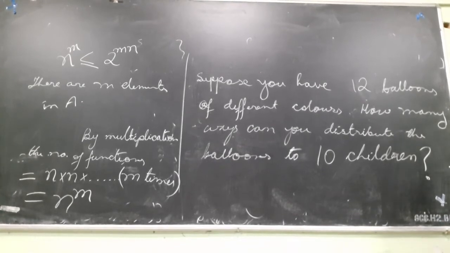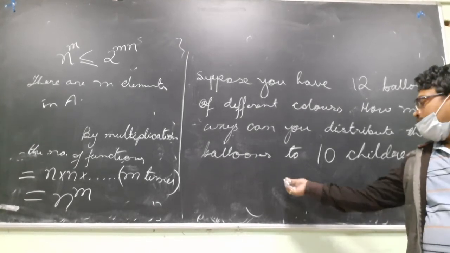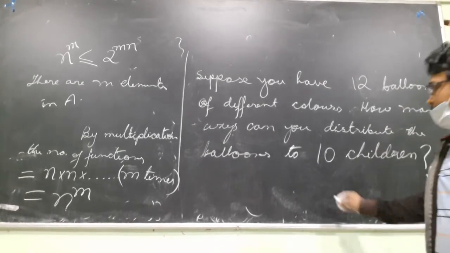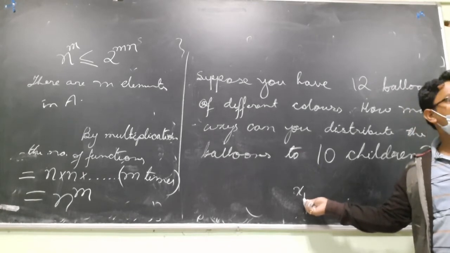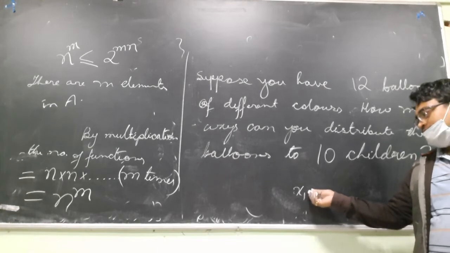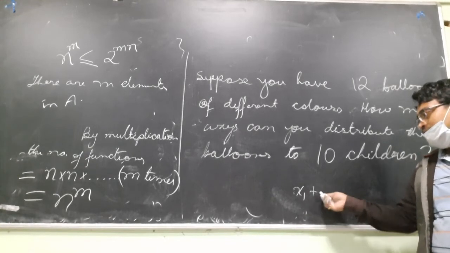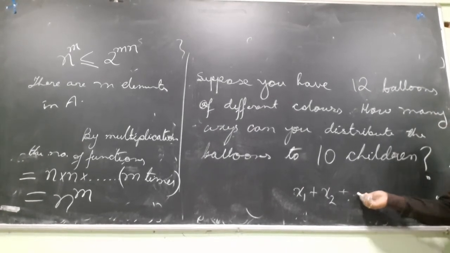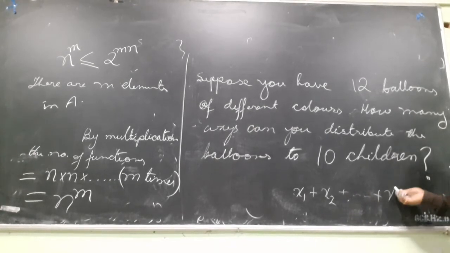The first child gets x1 balloons, x1 plus x2 plus dot dot dot up to x10 balloons, equal to 12. What is x1? x1 is the number of balloons given to the first child. x2 is the number of balloons given to the second child. How many children are there? 10. x10 is the number of balloons given to the 10th child.